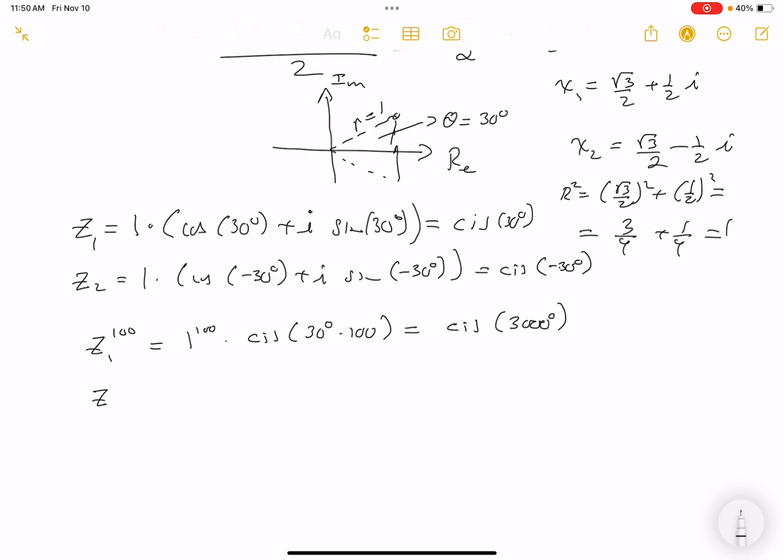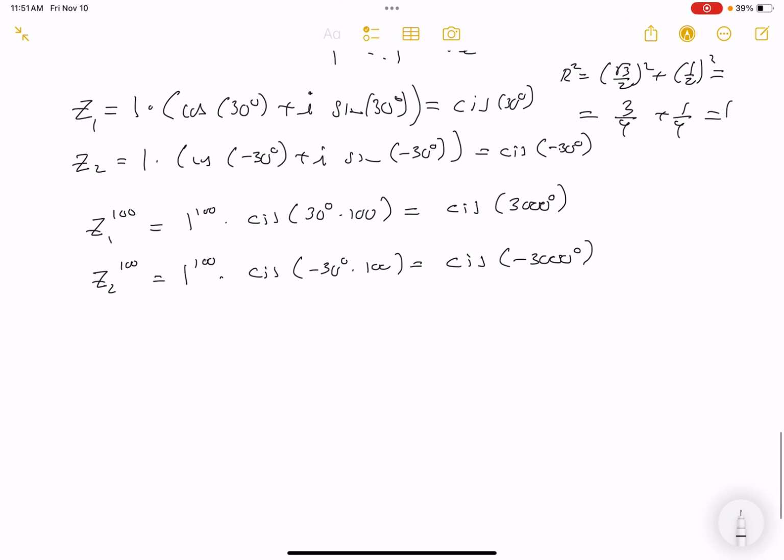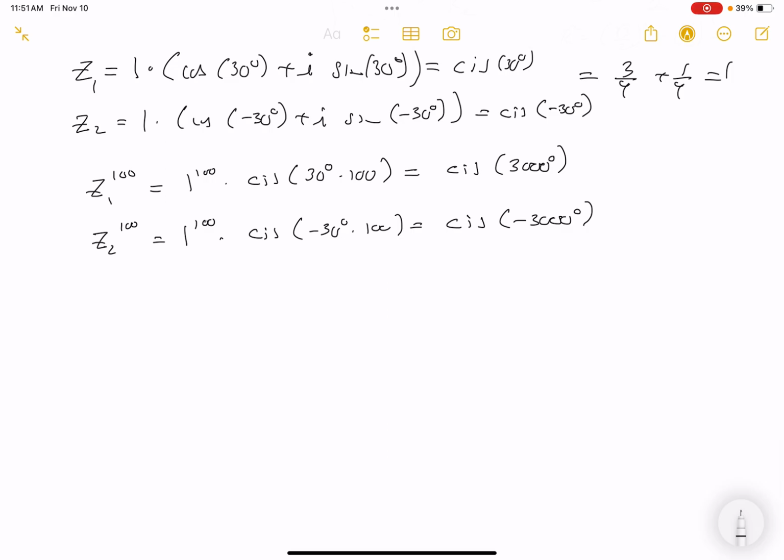I'm going to put down z2 to the 100th power. What's it going to be? 1 to the 100th times CIS of minus 30 degrees times 100. And that's going to be 1 times CIS minus 3,000. Well, I got 3,000 to worry about. And what I want to do is just talk about it. I got to say, how many times does it go around? I got to figure that out, don't I?